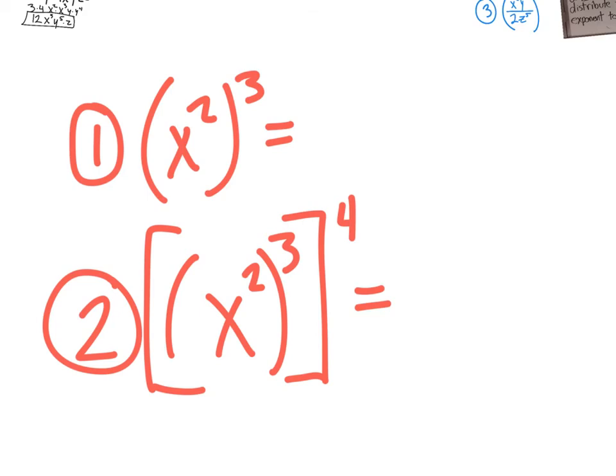On number 1? X to the 6th. Okay, piece of cake. How about number 2? X to the 24th. Why? Because 2 times 3 is 6. 6 times 4 is 24. There's a final answer. Done. And let's move on to the third rule.